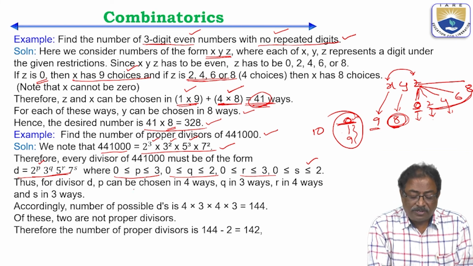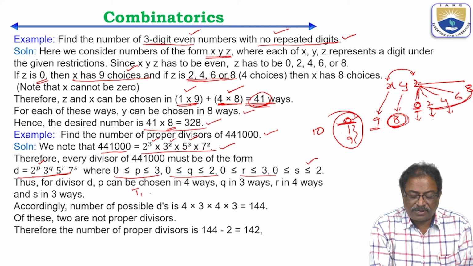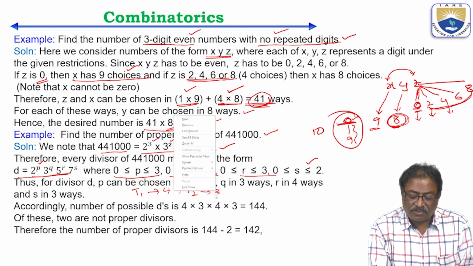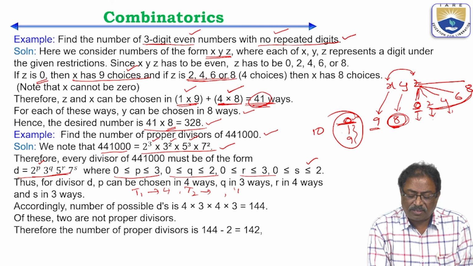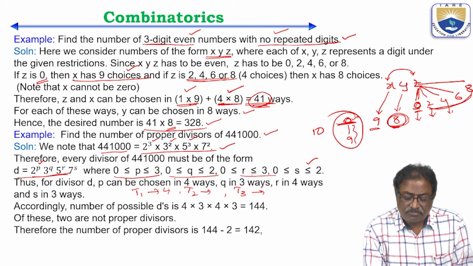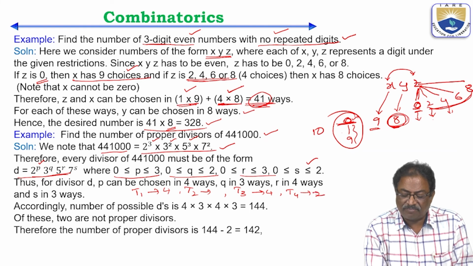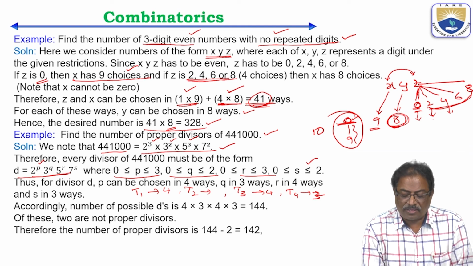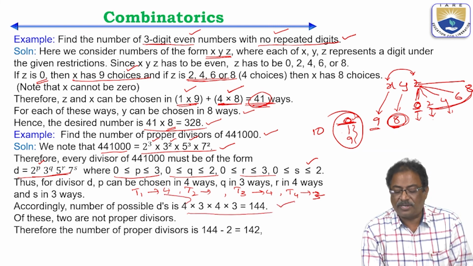So here, task 1 is selecting P, in 4 ways. Task 2 is selecting Q, in 3 ways. Task 3 is selecting the R value, which is 4 ways. And task 4 is selecting S, in 3 ways. So now selecting P, Q, R, S is nothing but N1, N2, N3, N4. So we are going to get it like this.